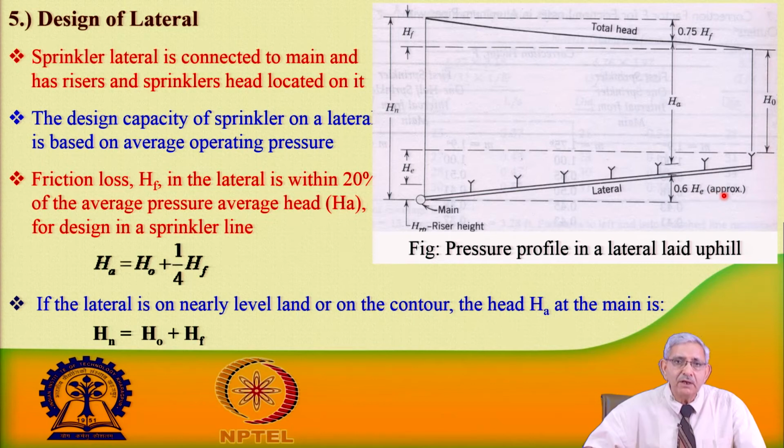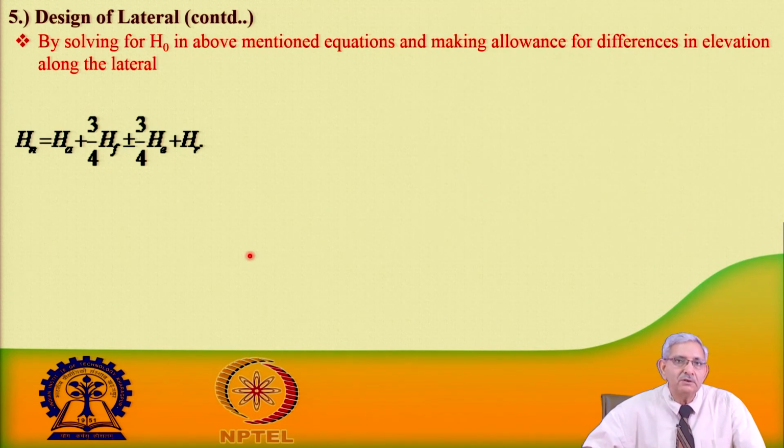Now, 3 by 4 H E, because we are taking it at this particular place. So, we are putting plus or minus 3 by 4 H E, because at this point we are considering. Here, plus means what happens when the sprinkler lateral is running uphill.